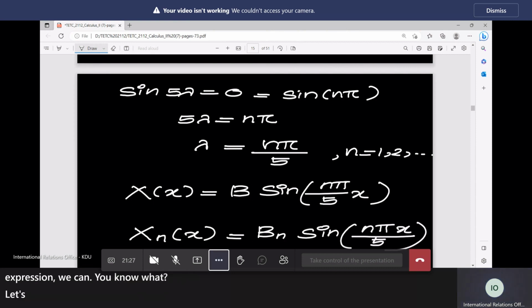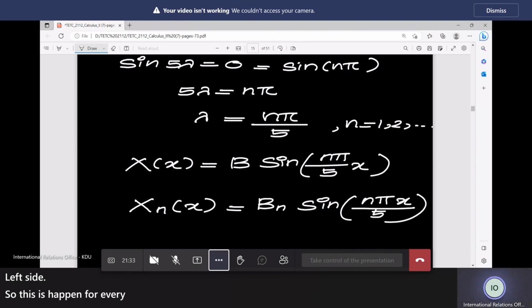So this happens for every value of n greater than or equal to 1.